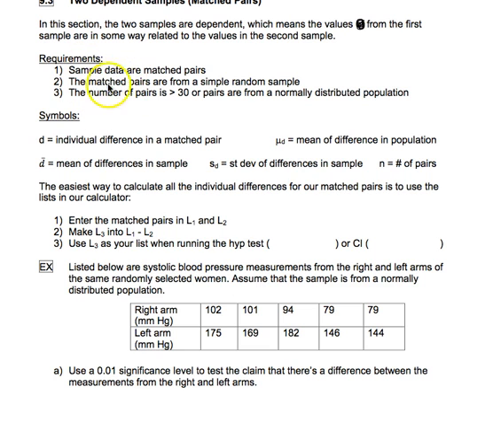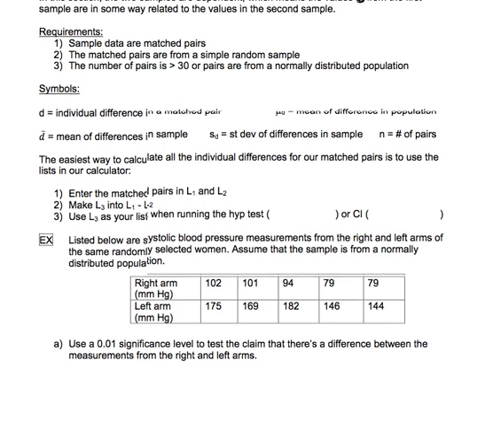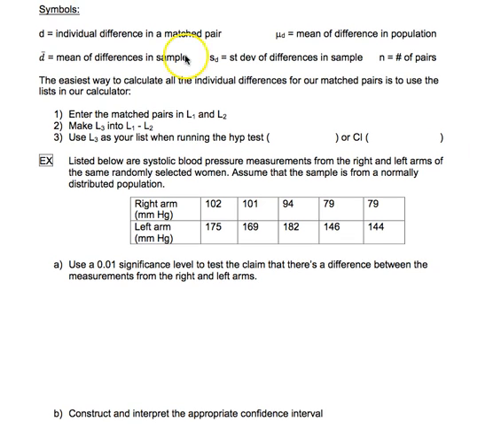So the matched pairs need to be from a simple random sample. In this case, we have a simple random sample of women. The number of pairs either needs to be greater than 30, or the pairs need to be from a normally distributed population. So we have new symbols because this is the first time we've done matched pairs.